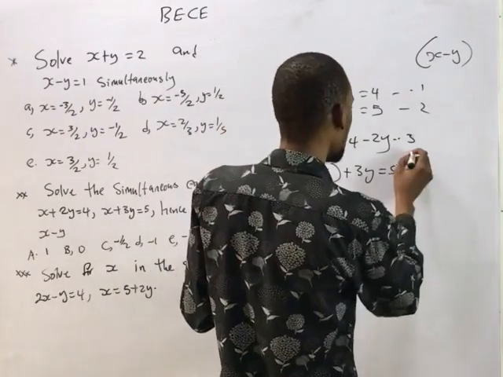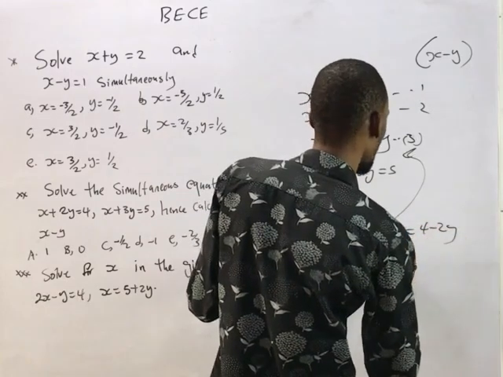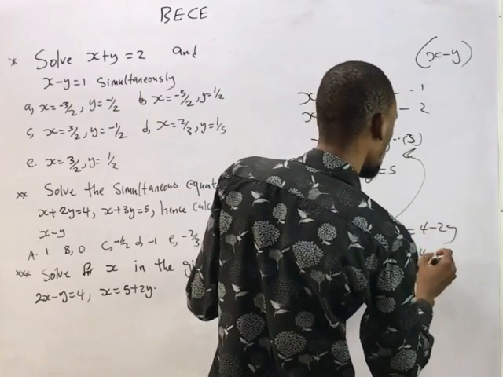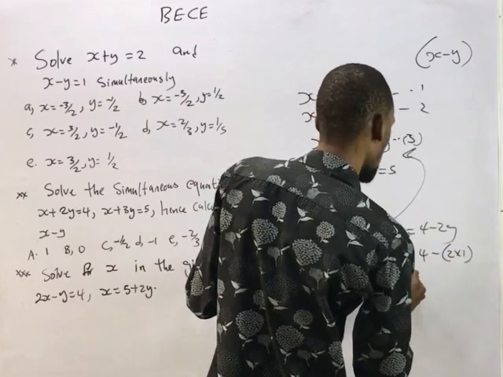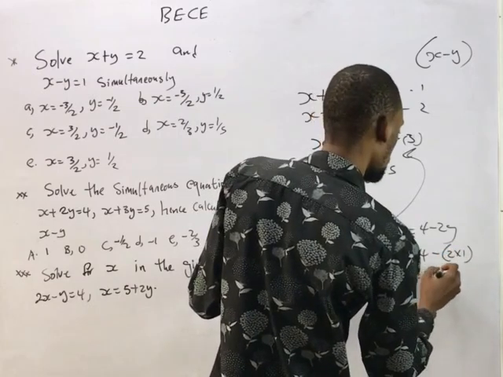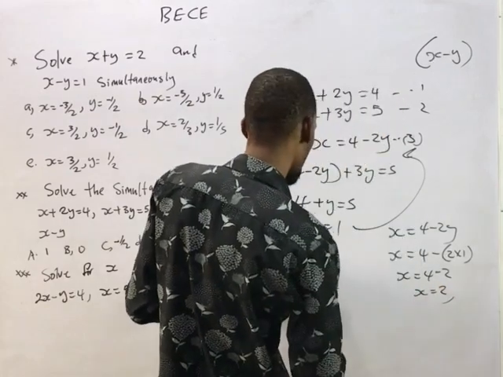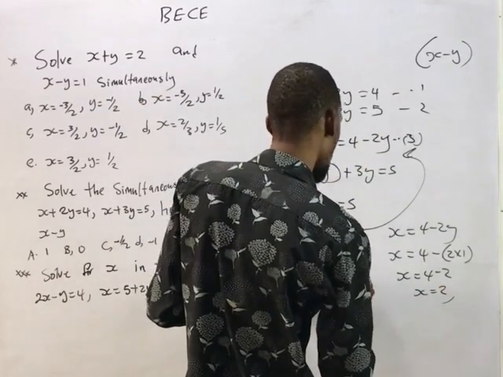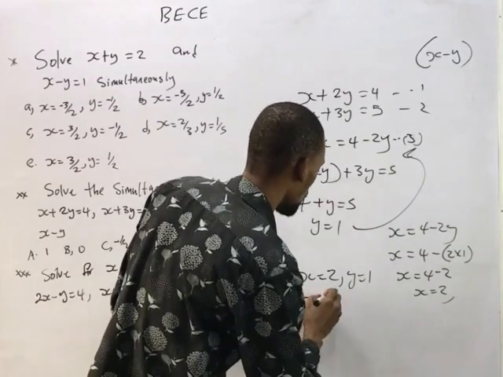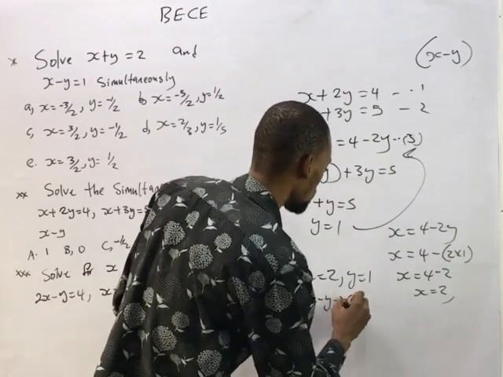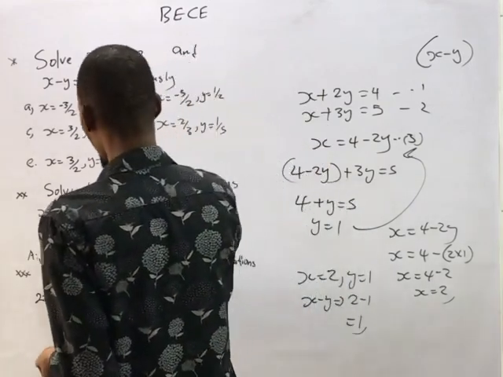Okay, putting the value of y in equation 3, s is equal to 4 minus 2y. S therefore is equal to 4 minus 2 times 1, because y is 1. S is equal to 4 minus 2. S is equal to 2. So s is equal to 2, y is equal to 1. S minus y is simply 2 minus 1, to give you 1. So the answer here is 1.